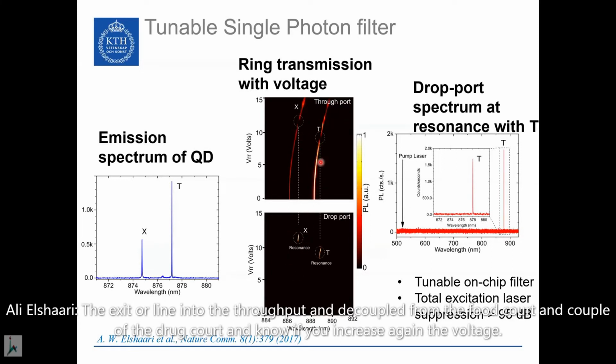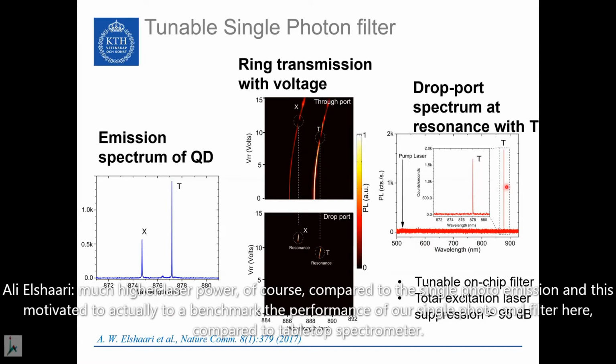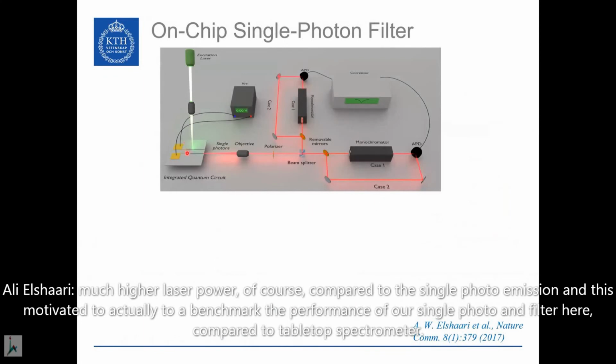And now if you increase again the voltage, you can align another resonance of the ring resonator to the trion line and make it disappear completely from the through port and make it appear in the drop port. Again, here looking at the drop port, we don't see any trace of the laser, despite having much higher laser power, of course, compared to the single photon emission. And this motivated us actually to benchmark the performance of our single photon filter here compared to a tabletop spectrometer.